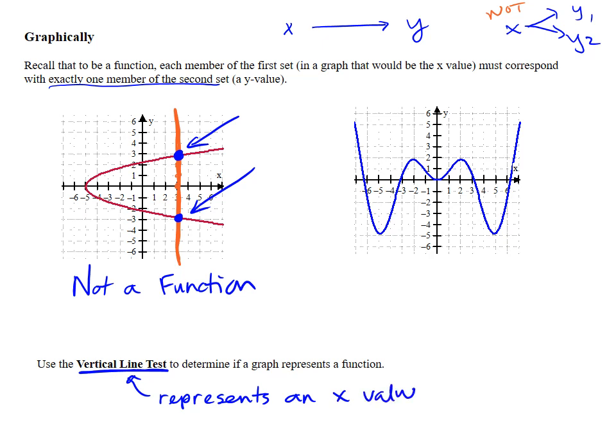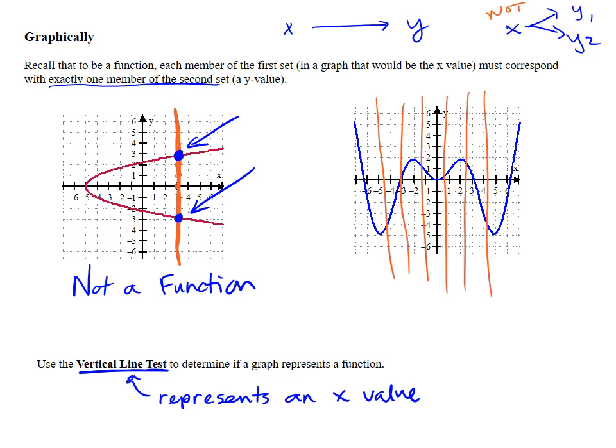So if that vertical line crosses in more than one spot, that x value is corresponding to more than one y value. Looking at our second graph, if I were to pass a vertical line, sorry, my lines aren't very vertical, but any vertical line going through this graph would only hit the graph in one spot. So here's one spot, one spot, one spot, etc. So because any vertical line would only hit the graph in one spot, this is a function. This graph passes, we would say passes the vertical line test.